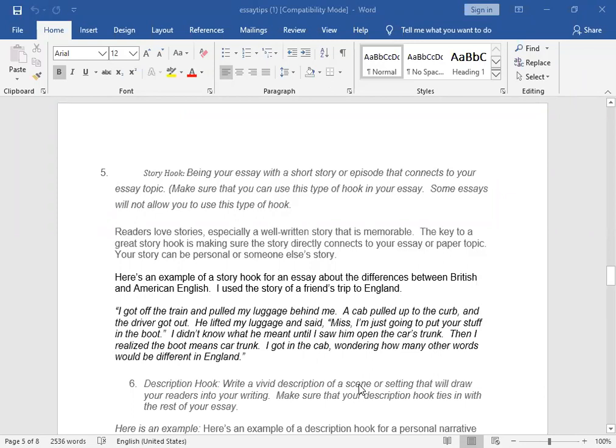Let us read it together. I got off the train and put my luggage behind me. A car pulled up to the cab and drove. The driver got out. He lifted my luggage and said, "Miss, I am just going to put your stuff in the boot." I didn't know what he meant until I saw him open the car's trunk. Then I realized that boot means car trunk.